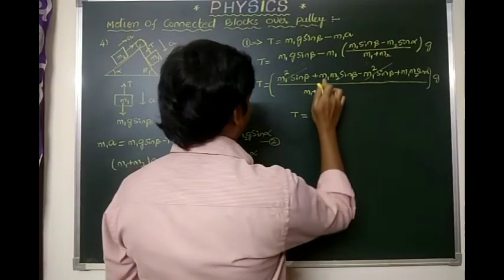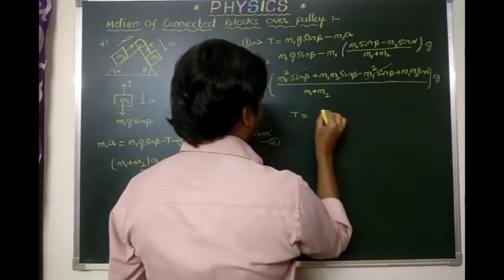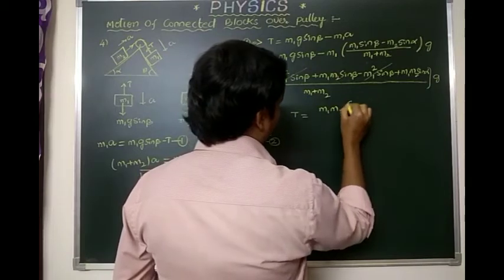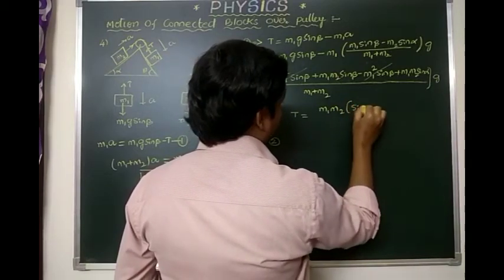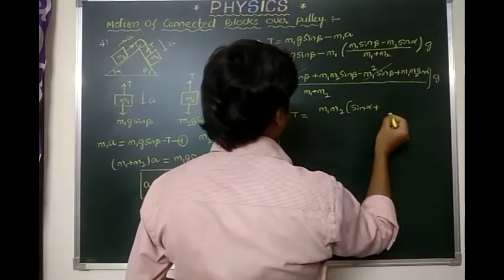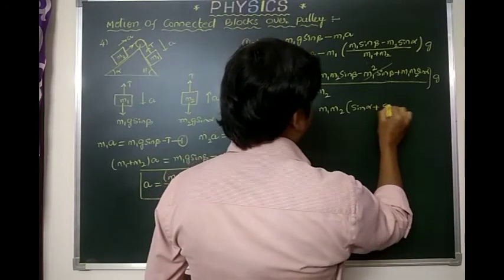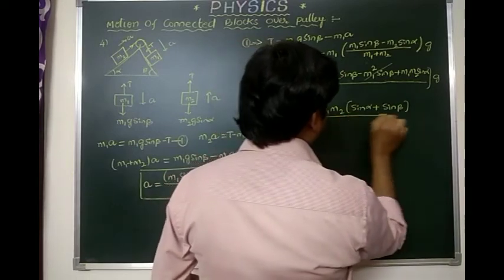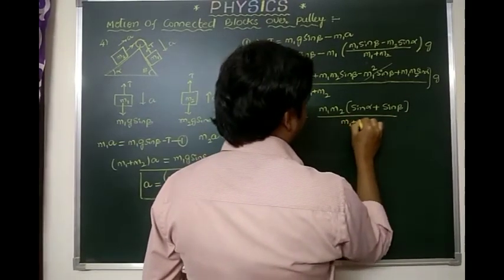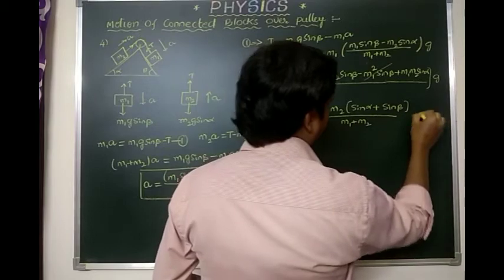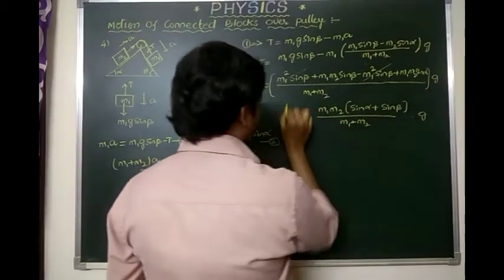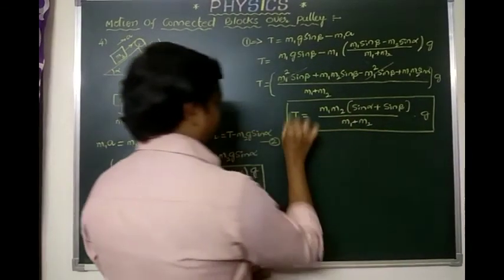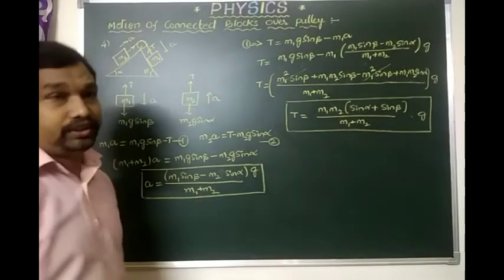Tension T is equals to m1 m2 getting common. So m1 m2 of sine alpha plus sine beta divided by m1 plus m2 into g. This is the formula for tension T.